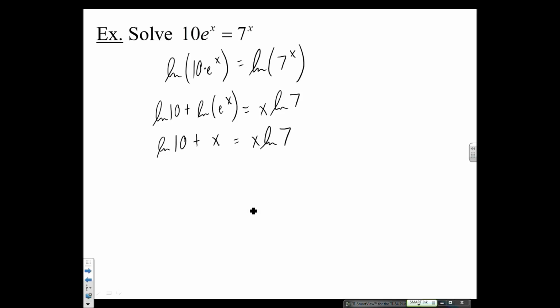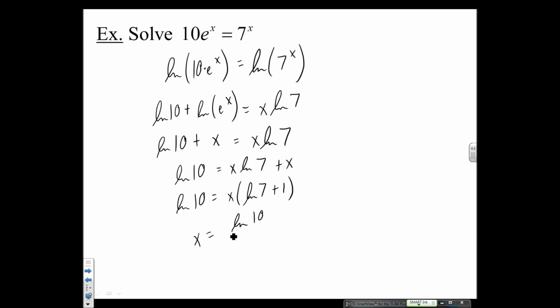And now I've got a problem that I can solve. To get x by itself, I'm going to move the x to the other side. So the natural log of 10 equals x ln of 7 plus x. I can factor the x out of the right side. So natural log of 7 plus 1. And then divide. x equals the natural log of 10 over the natural log of 7 plus 1.